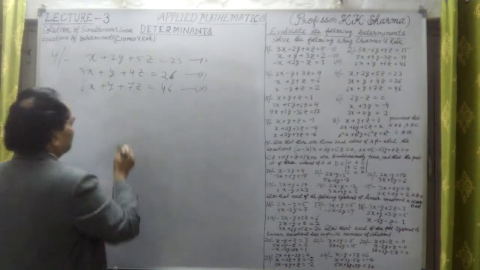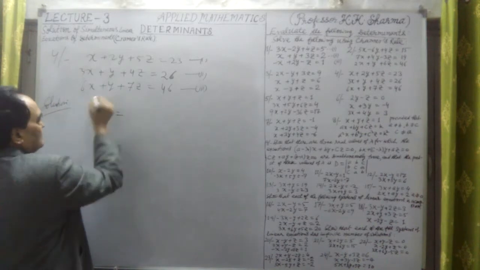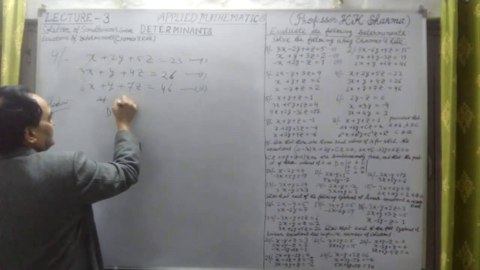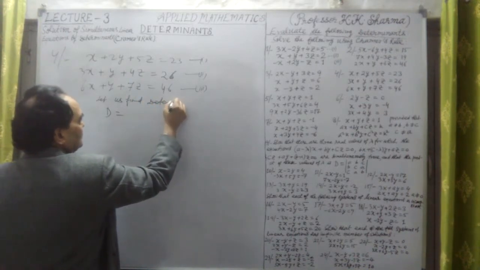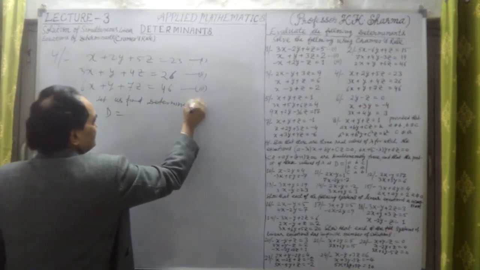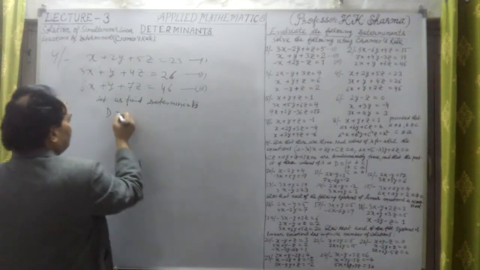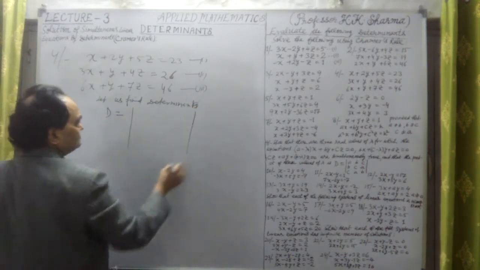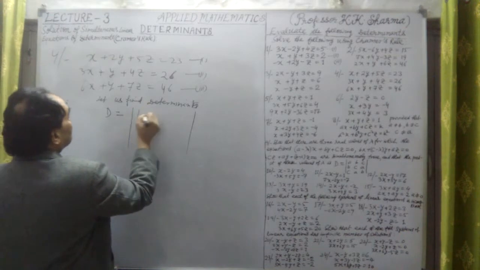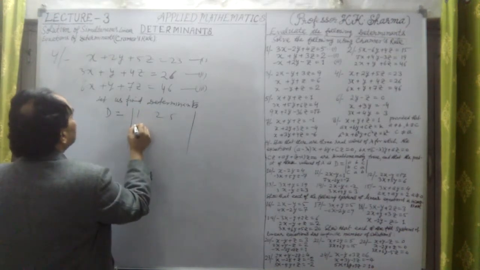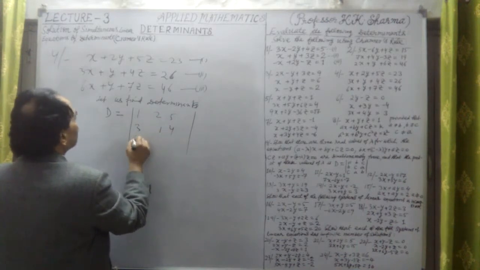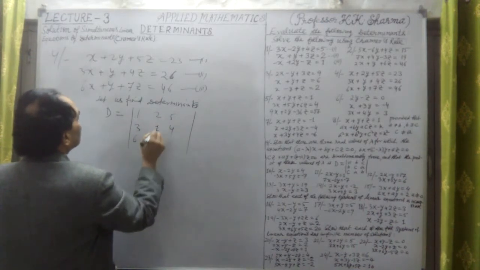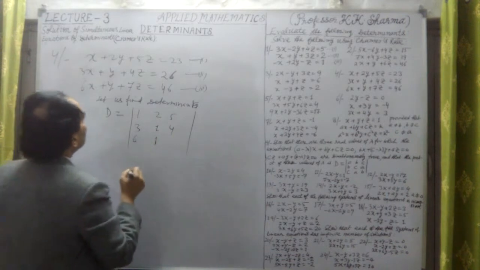Okay. Let us find D. Let us find determinant D, or the different determinants. First is D. What is the D value? This is nothing but 1, 2, 5. It is 3, 1, 4, 6, 1, 7.